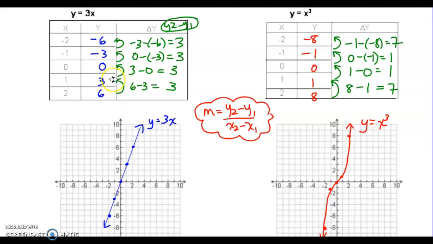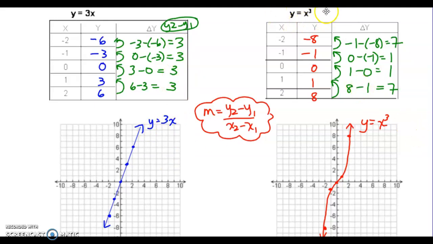So 6 minus 3 gives me 3. Keep going. 3 minus 0 gives me 3. 0 minus -3 gives me 3. -3 minus -6 gives me 3. Notice these values are all the same. They're constant. Since these values are constant, that tells me that this, in fact, is going to give me a straight line when I draw the graph. And just as a little side note here, this 3 is actually the slope of our line, y equals 3x.